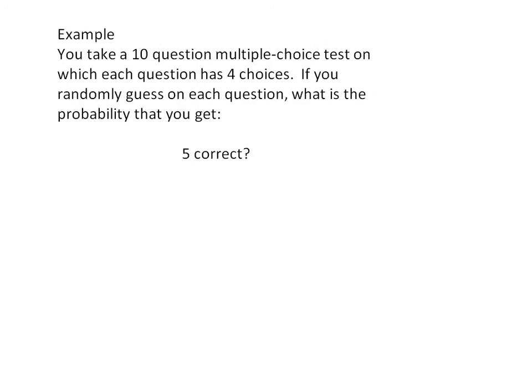Because I'm running out of time on my video, I want to just go through this one really quick. You take a 10-question multiple choice test on which each question has 4 choices. If you randomly guess on each question, what's the probability that you get 5 of them correct? First of all, 10C, how many do we want correct? 5. Okay, we're going to multiply that by the probability of guessing correctly, and we want that raised to the 5th, times the probability that we answer incorrectly, also raised to the 5th, because if we want 5 of them correct, we would want 5 of them also to be wrong.